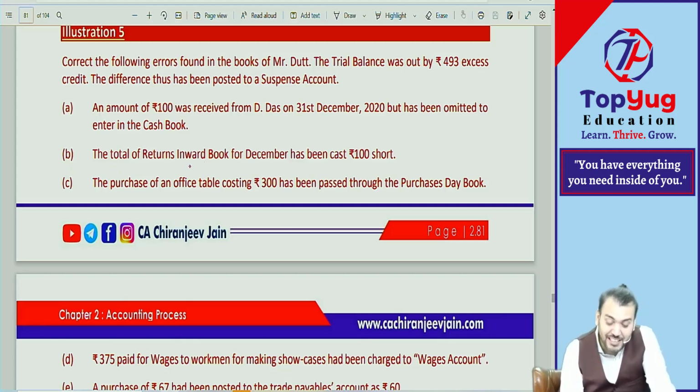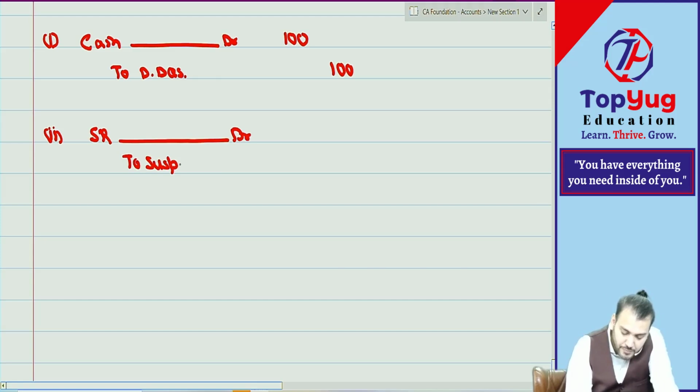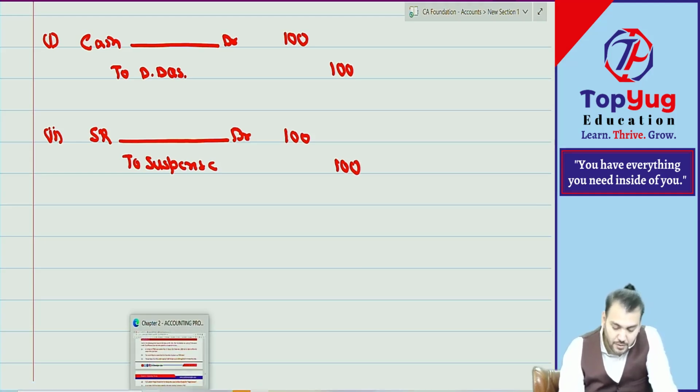Point number B. The total of the inward book, means which book? Sales return for December has been cast 100 rupees short. Casting is always one-sided. So sales return has been cast short by 100. Sales return is initially debited, so debit is short. So tell me the journal entry. Sales return account debit to suspense account by how much? 100. Okay, sir.